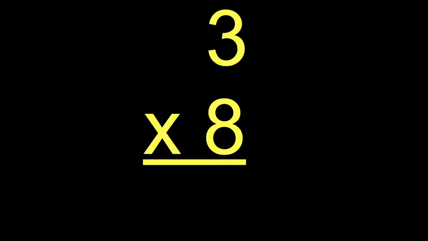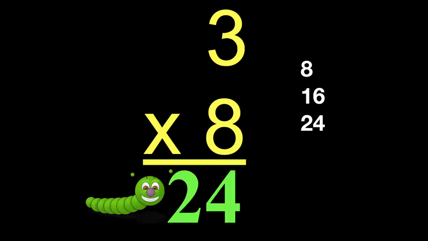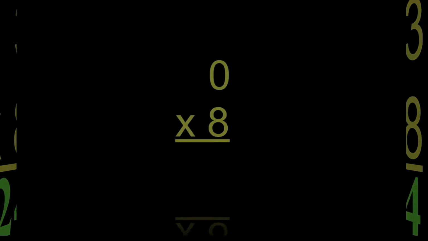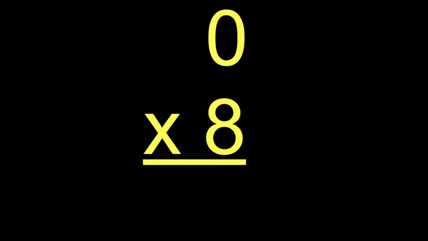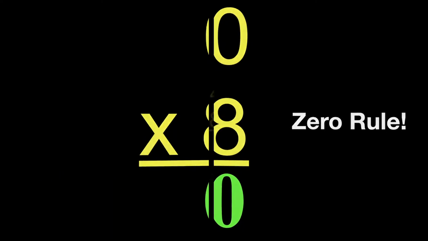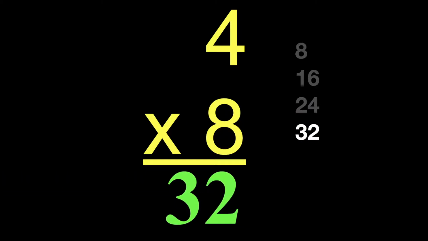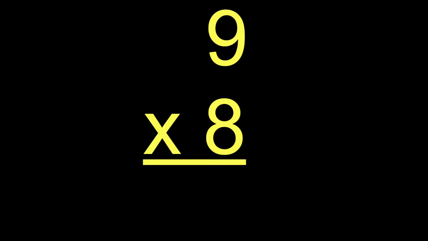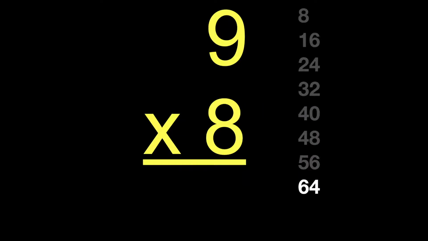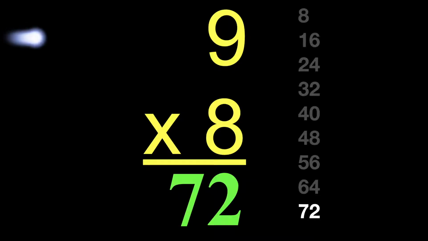3 times 8, 8, 16, 24, right? Good. Wally likes that one. 0 times 8, remember? 0 rule. Great. 4 times 8, 8, 16, 24, 32. Perfect. 9 times 8, 8, 16, 24, 32, 40. Hang in there. 48, 56. You're getting there. 64, 72.